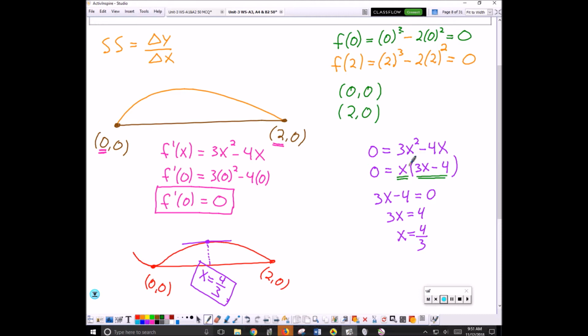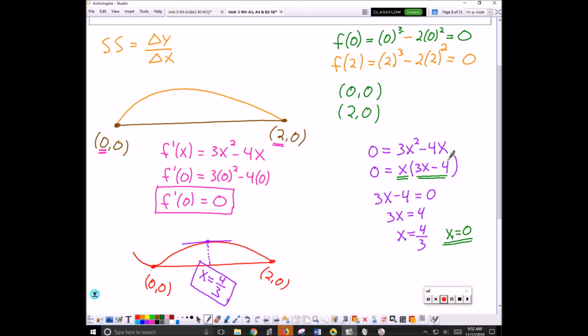So either x is 0, which we can test. You put a 0 here. Tell me, what does this become here? This would still be 0. 0 times negative 4 is 0. So it's definitely a solution that x can equal 0. Not the solution we're looking for, because that's at one of the endpoints.